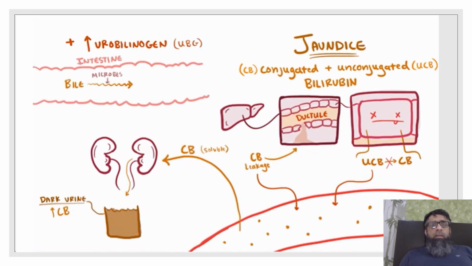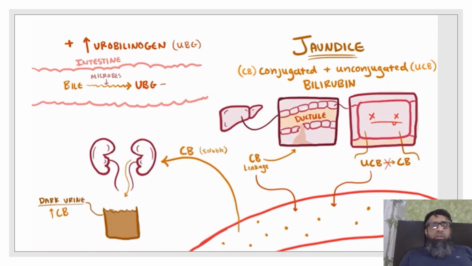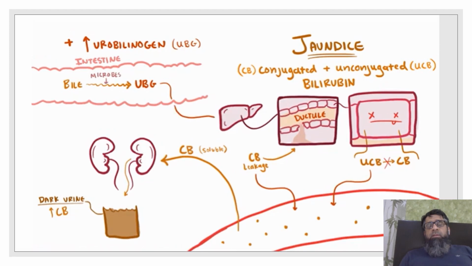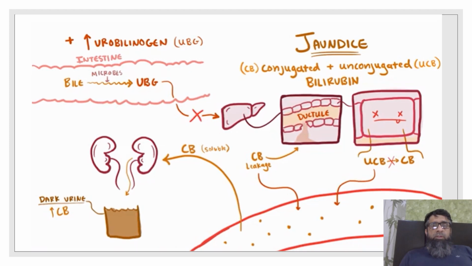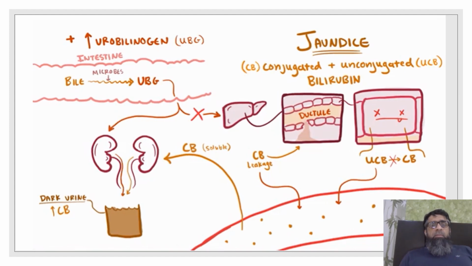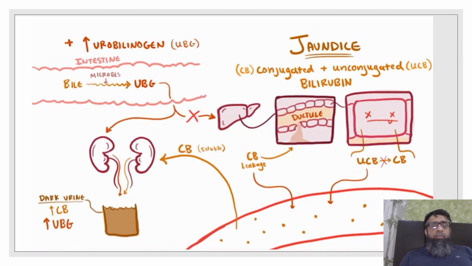Normally, the bile is converted by the microbes of the intestine into urobilinogen, which goes back to the liver, which is called enterohepatic circulation. But because of the hepatitis, this circulation is disrupted. So urobilinogen is directed towards the kidneys and there is increased excretion into the urine, that is hyperurobilinogenuria. So in the urine there is more conjugated bilirubin and more urobilinogen.